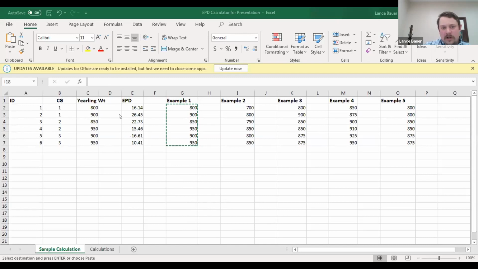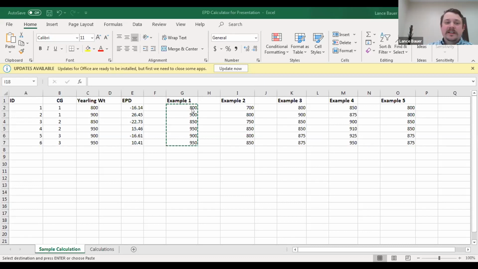And so example 1 and example 2 are showing what I talked about, that the difference is what's used in the calculation of EPD. So if you look, animal 1 has a yearling weight of 800 pounds and animal 2, 900. So there's a 100-pound difference there. There's 100 pounds between 3 and 4, and then 50 pounds between 5 and 6. And so these are your calculated EPDs for these animals.